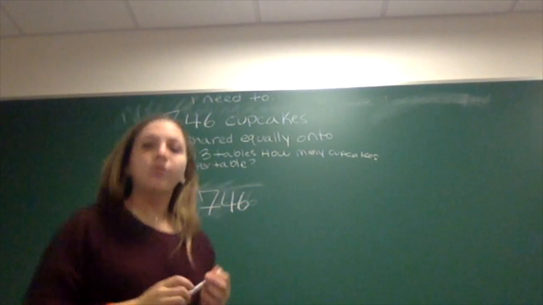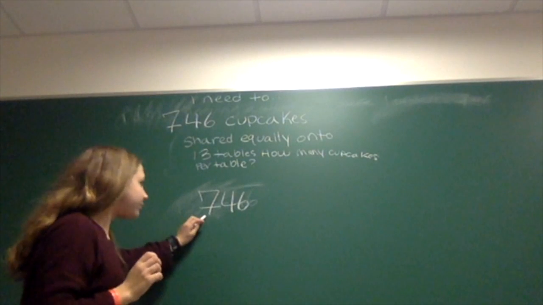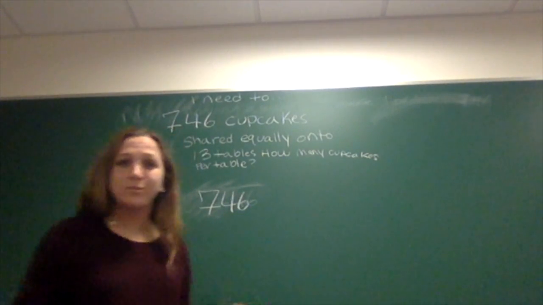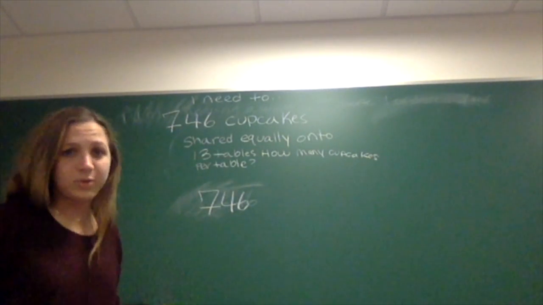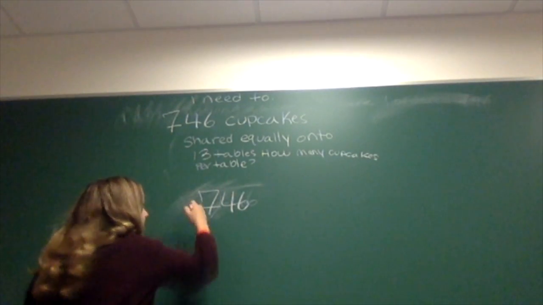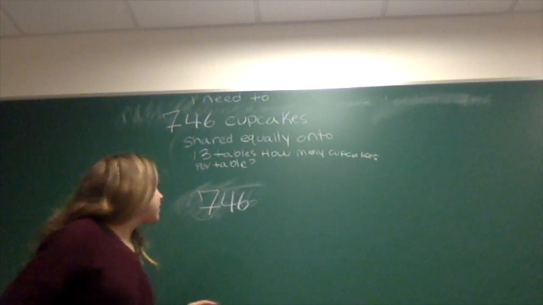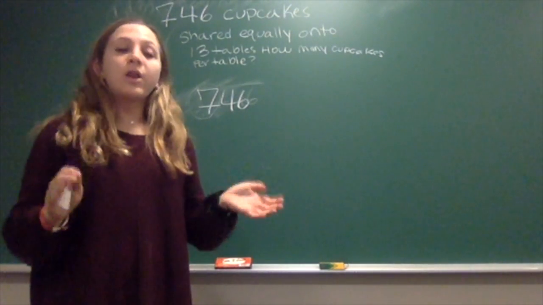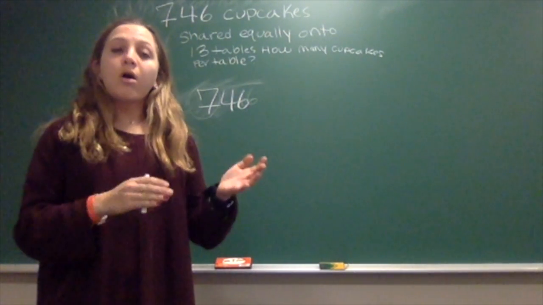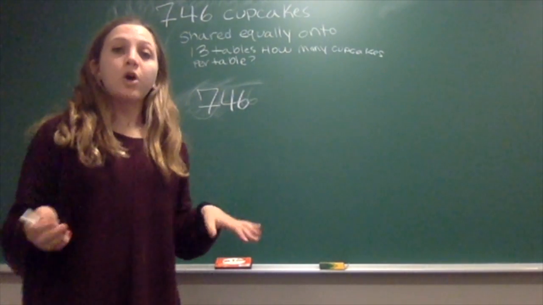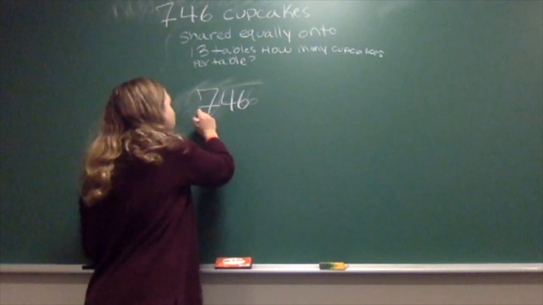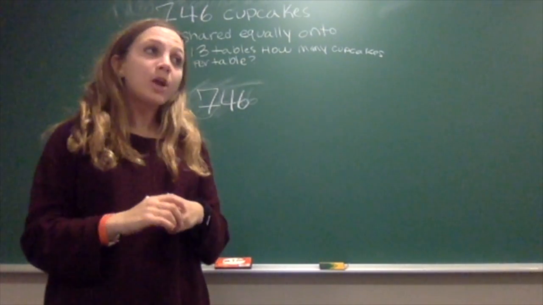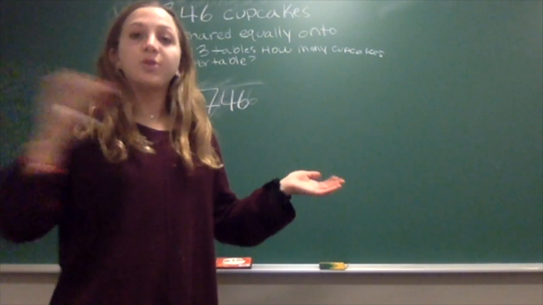746, and I first look at the hundreds place, I realize that I can't fit 100 cupcakes onto 13 tables because that would mean I need over 1,000 cupcakes, which I don't have. So I'm going to look at this hundreds place, and it's a 7, and so I have 7 hundreds. So once I look at this 700, I realize that I can't share 700 cupcakes equally onto 13 tables. So I'm going to regroup this 700 into 70 tens, and I can equally share 70 tens into 13 groups.